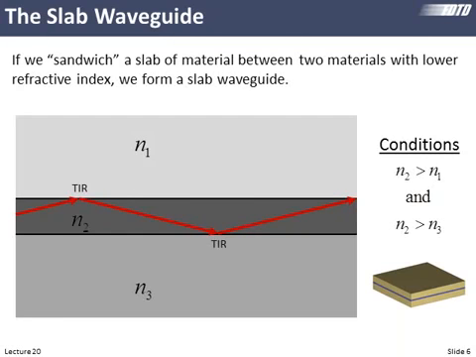So here's a picture of that situation. We have this high index region surrounded by two regions that don't necessarily have to be the same, but both of these have to be lower than the core, and we'll get total internal reflection off of both interfaces. So this is called a slab waveguide. We're only confining energy here vertically. Within the plane of the slab, the power can go whatever direction it wants to. When we confine it in two directions and we have more like a pipe, that is a channel waveguide.